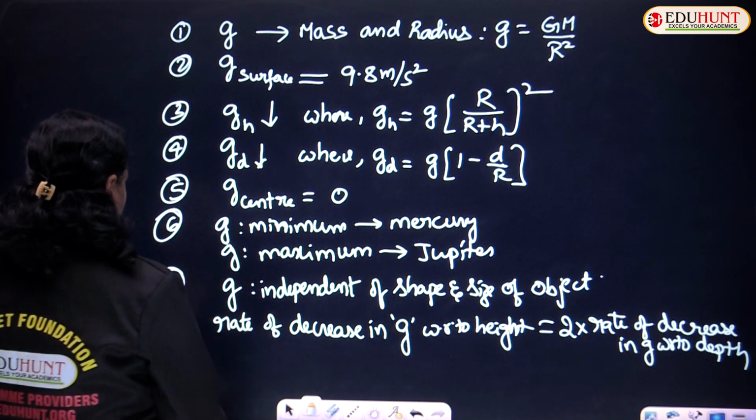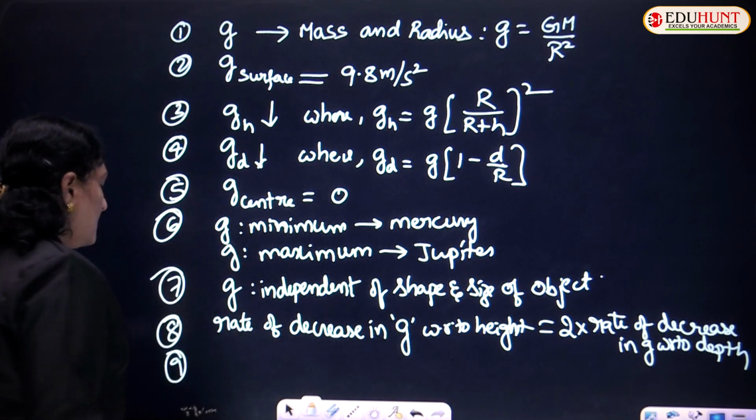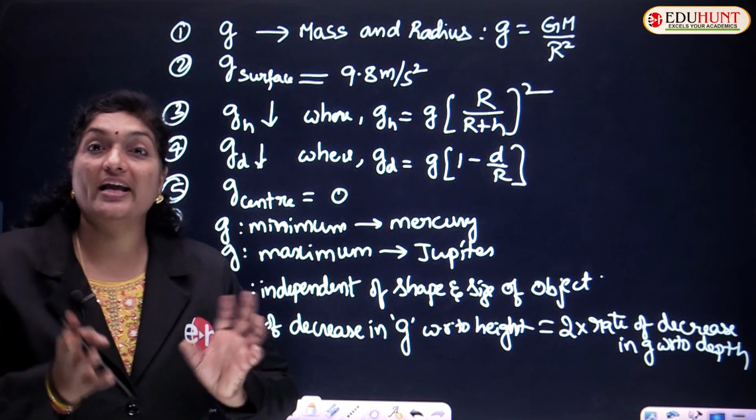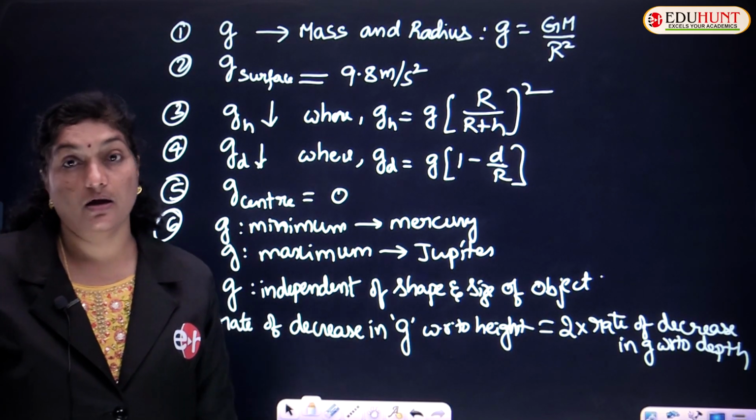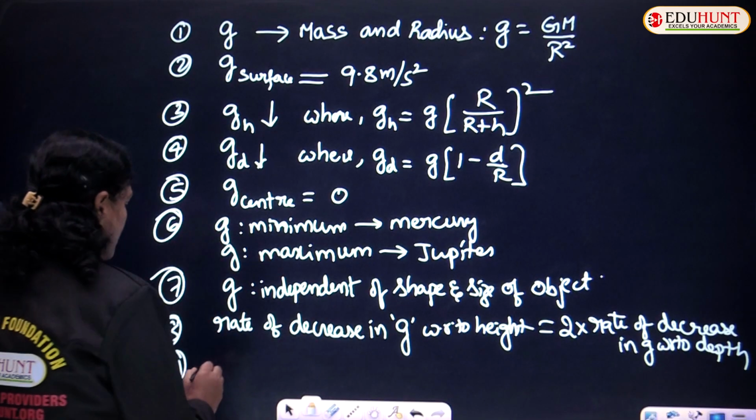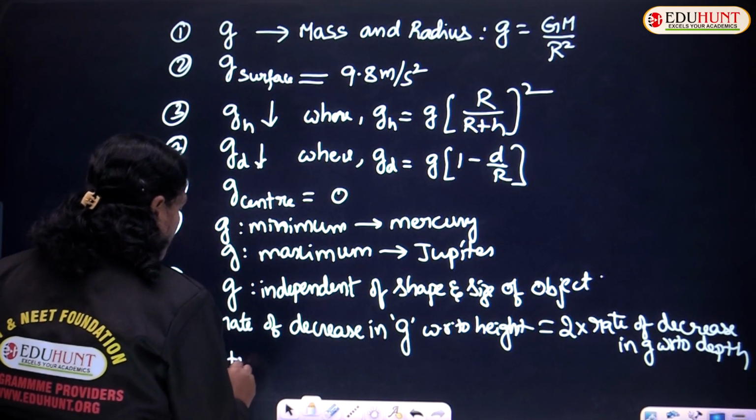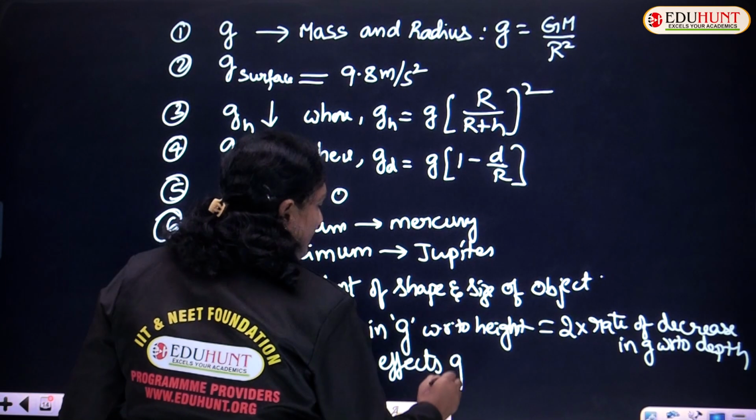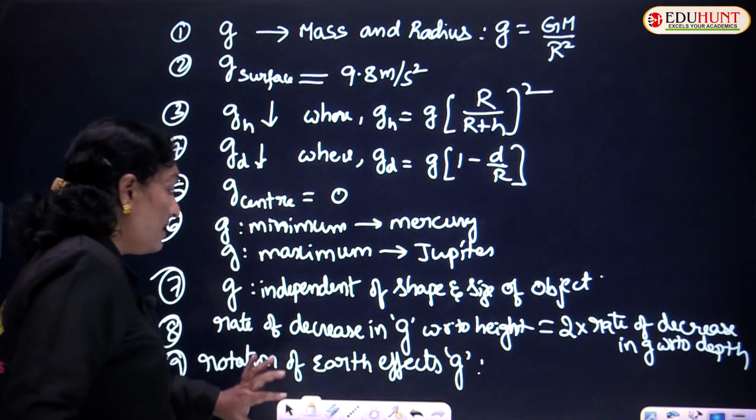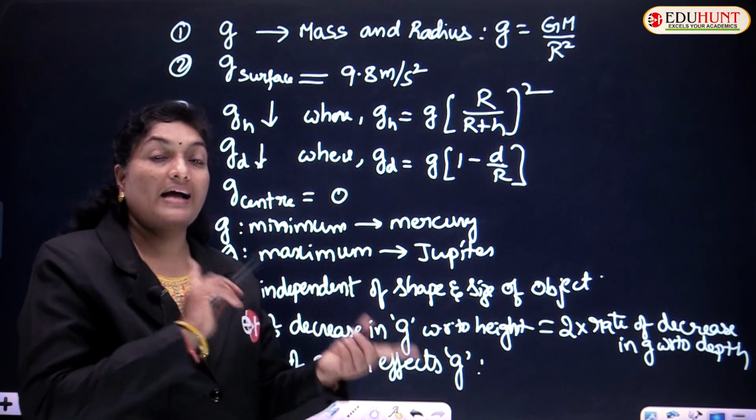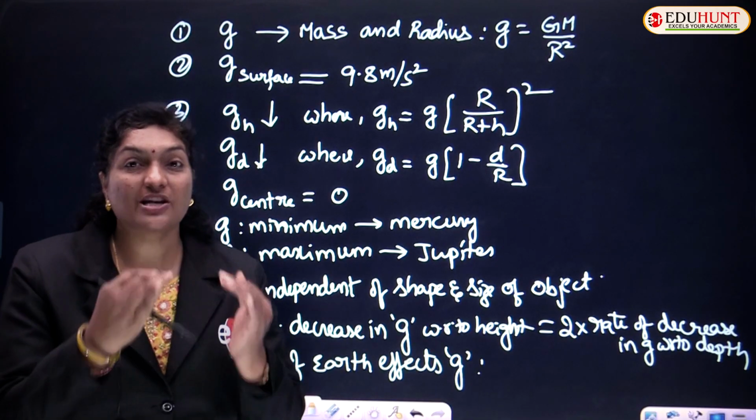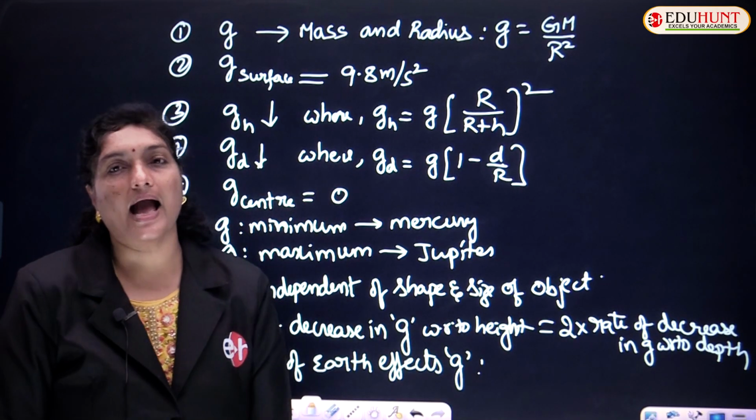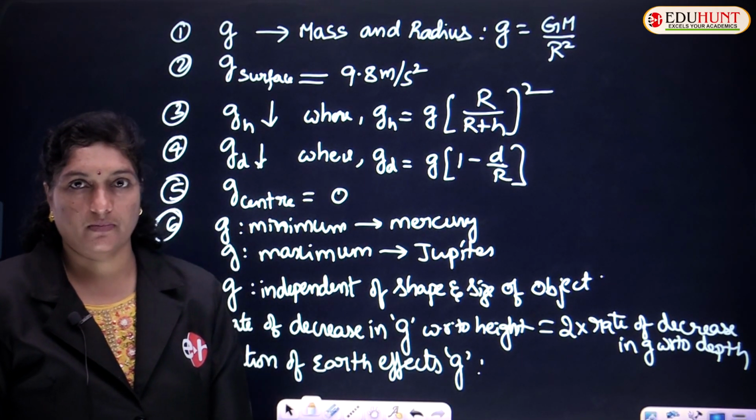Also, children, one more thing you need to know. Ninth, the rotation of the earth also affects the value of acceleration due to gravity. Remember that the faster it rotates, the lesser will be the acceleration due to gravity. The slower it rotates, the larger will be the acceleration due to gravity.